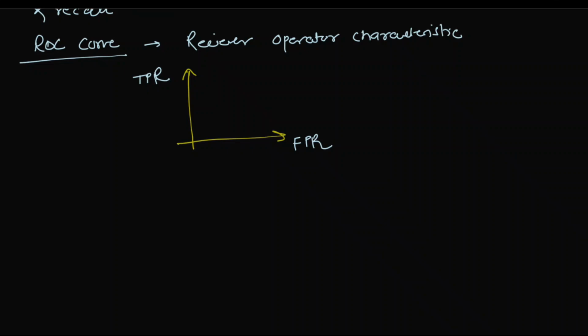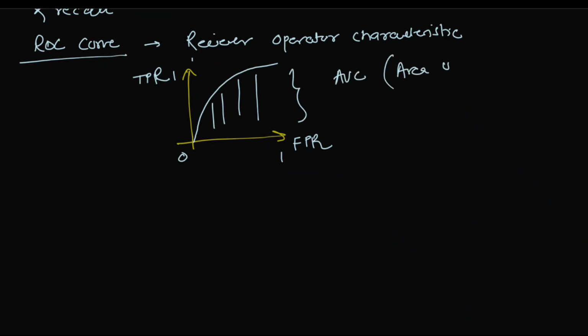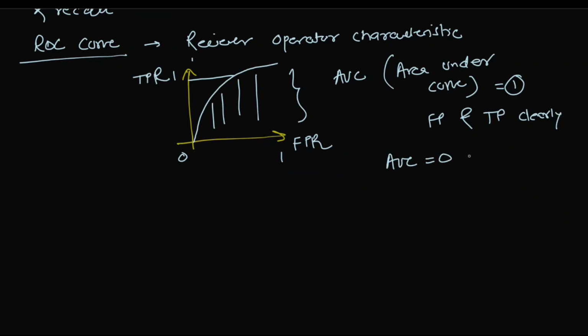So when we are drawing, it will give a curve like this. The values range from 0 to 1 on the y-axis and 0 to 1 on the x-axis. This is the receiver operating characteristic, and this area is called AUC, that is, area under the curve. If the value of the area under the curve is equal to 1, it means the classifier model is able to distinguish between false positive and true positive clearly. If the value of AUC is equal to 0, then it is not able to distinguish clearly.